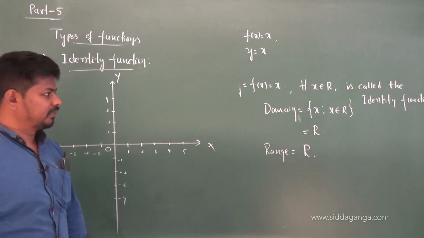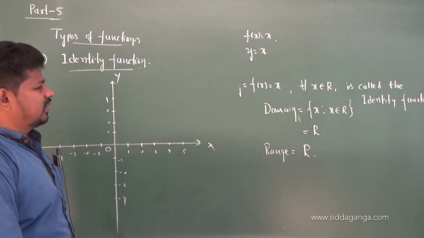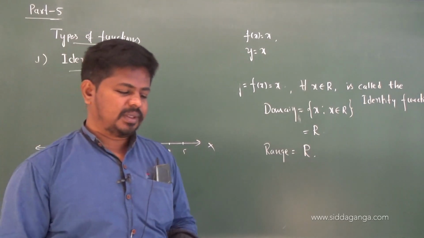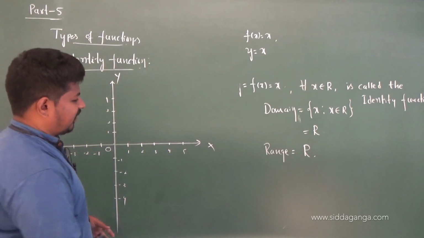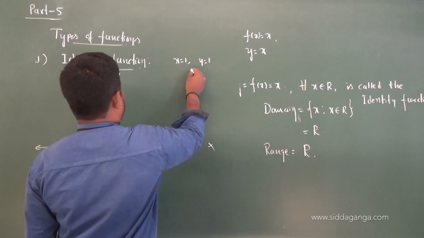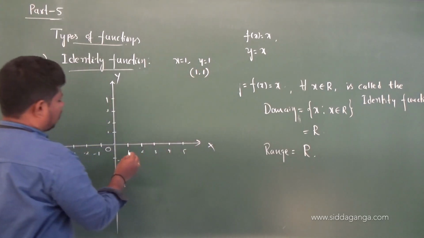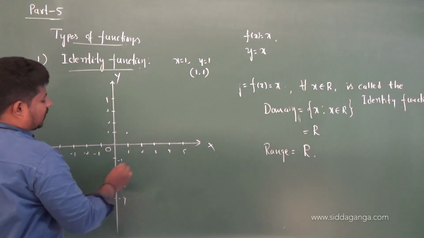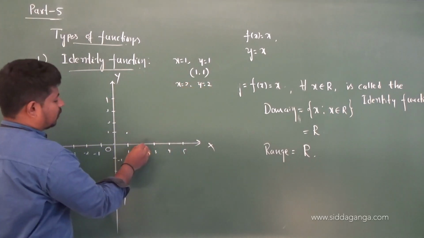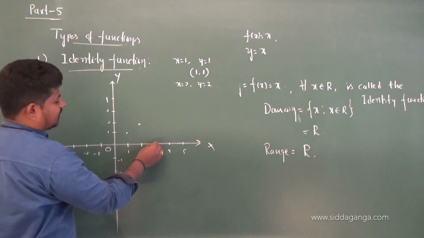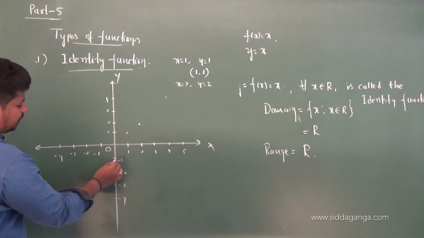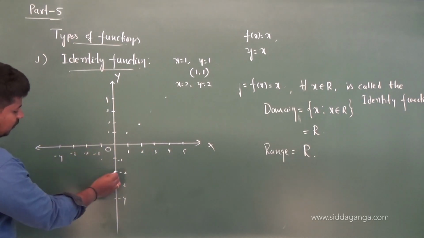Now, as I said before, to draw the graph I am going to take some integral points. When x is 1, that is when the domain is 1, the range is also 1. So the ordered pair is (1, 1), which comes here. When x is 2, y is also 2, so (2, 2) comes here. When x is 3, y is 3. When x is 4, y is 4. When x is minus 1, y is minus 1. When x is minus 2, y is minus 2.